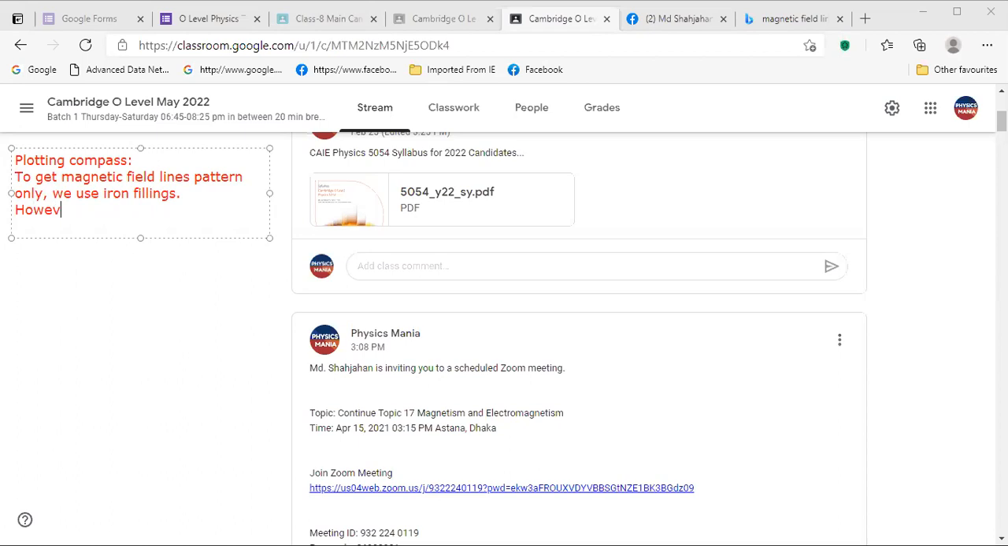However, by using the plotting compass technique, we can find the magnetic field pattern and their direction as well.